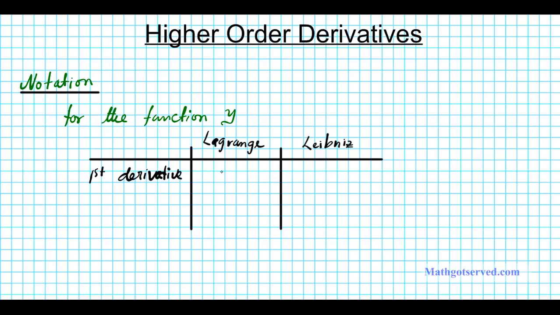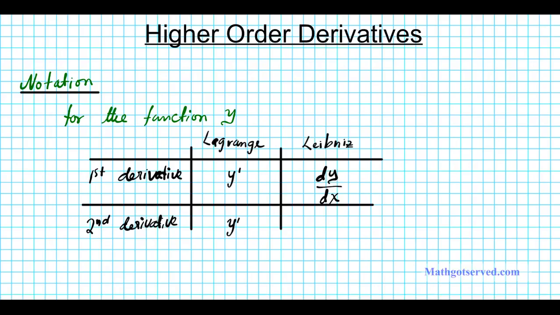The first derivative using the Lagrange notation is y prime, and in the Leibniz notation it is dy dx. There is a 1 here and a 1 here, but for the first derivative, you don't bother putting that number there. Now how about the second derivative? For the Lagrange notation it is y double prime, and for the Leibniz notation it is d squared y dx squared.